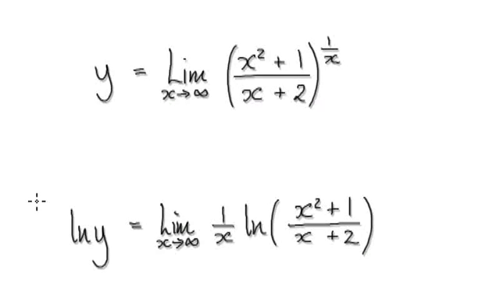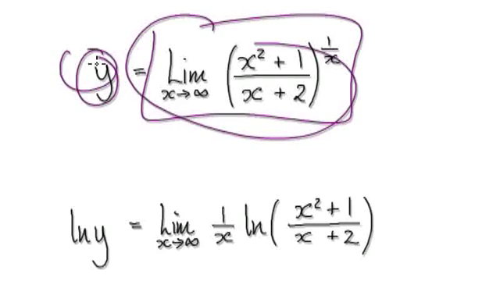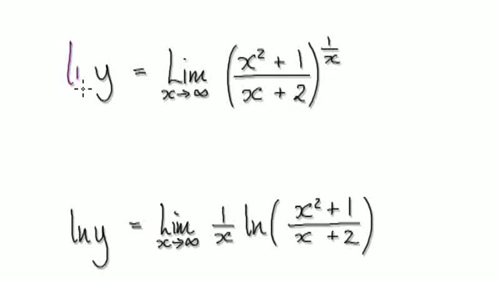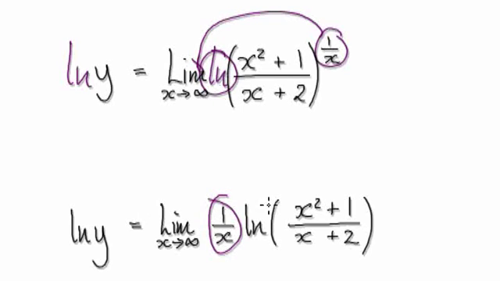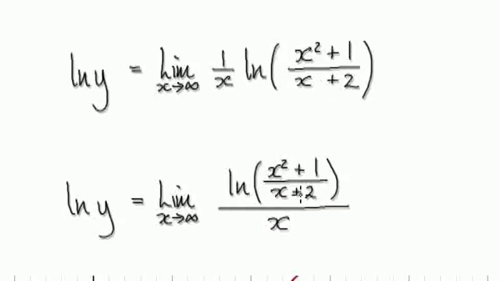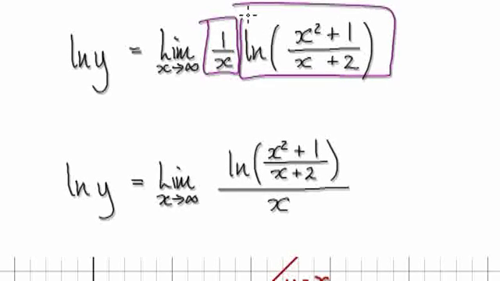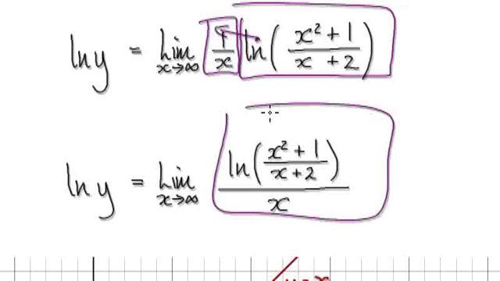Okay, so to do this, let's just say the whole limit here is y. Now natural log both sides. So when you natural log, this will come down. That will then give you this. You've got your natural log here, and then whatever here, and then you've got whatever here. So now you've got one block multiplying another block. This block gets multiplied to the top. So visualize it like this.